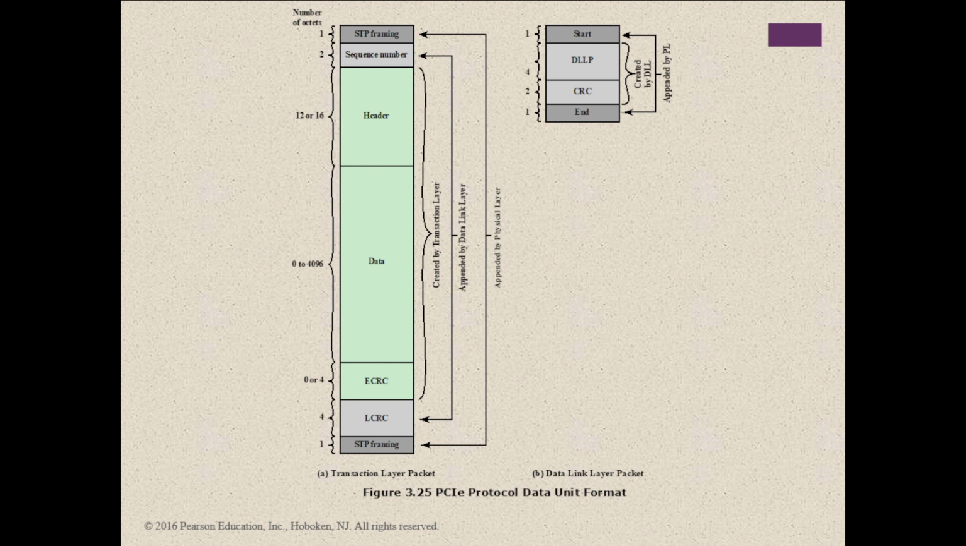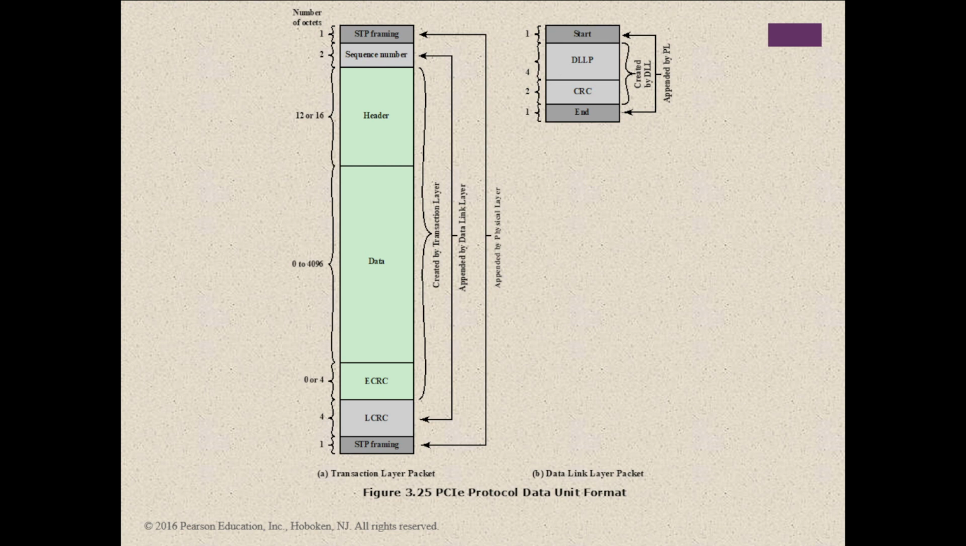The DLL adds two fields to the core of the TLP created by the TL: a 16-bit sequence number and a 32-bit link CRC, or LCRC. Whereas the core fields created at the TL are only used at the destination TL, the two fields added by the DLL are processed at each intermediate node on the way from source to destination. When a TLP arrives at a device, the DLL strips off the sequence number and LCRC fields and checks the LCRC. There are two possibilities.